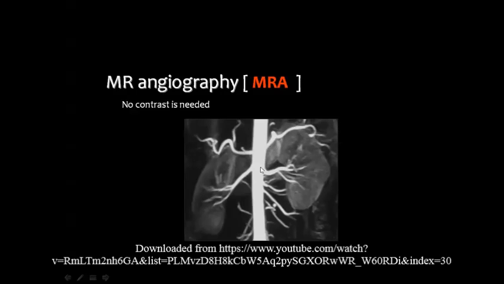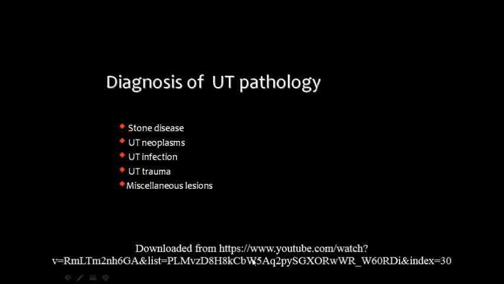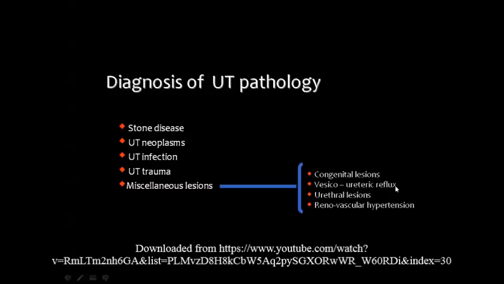Then if you are not able to inject the patient with contrast material because of the bad renal function or hypersensitivity, you can assess the vascularity and you can assess the pelvic ileal system by MRI without the need to inject contrast material. Then we came to the pathology that we can usually see in the urinary system. This includes the most frequent disease, which is the obstructive uropathy due to calculi. Then we'll talk about some of the neoplasms in the urinary system, UTI infection and urinary tract trauma, and some of the miscellaneous lesions, including the congenital anomalies, vesico-ureteric reflux, urethral pathology, and finally the renovascular hypertension.